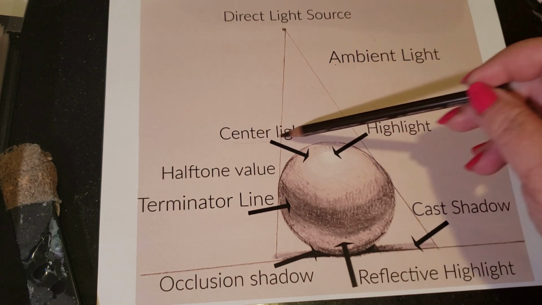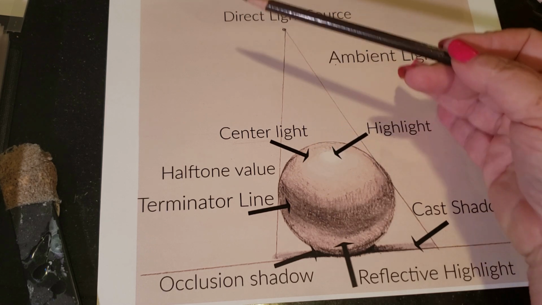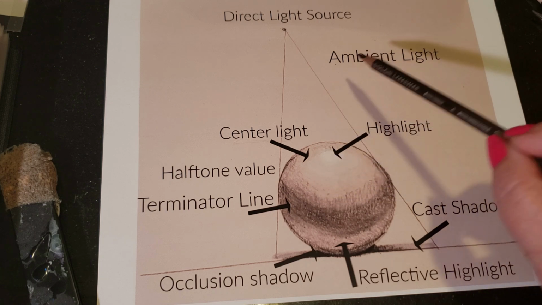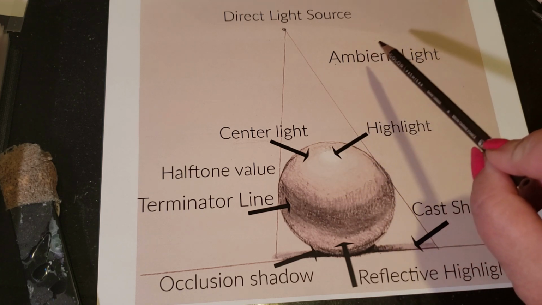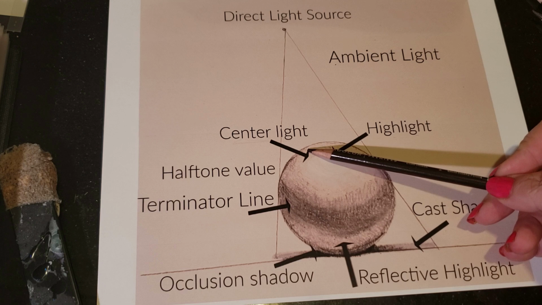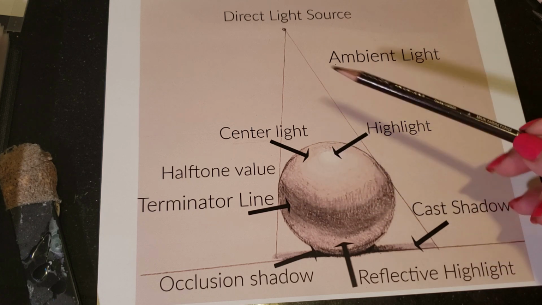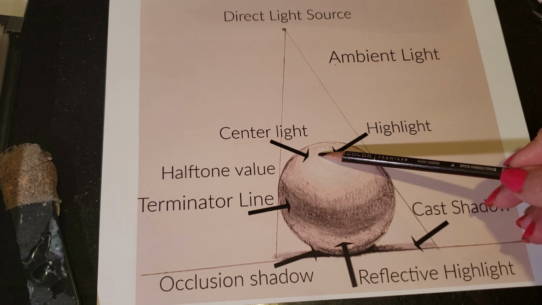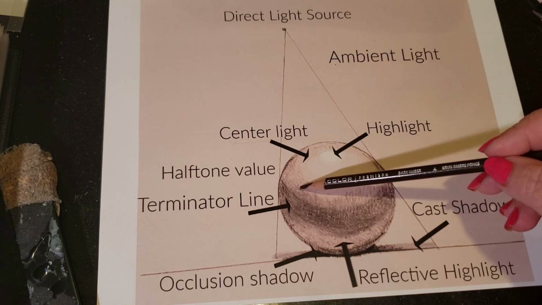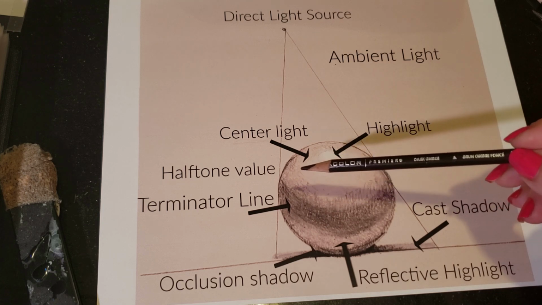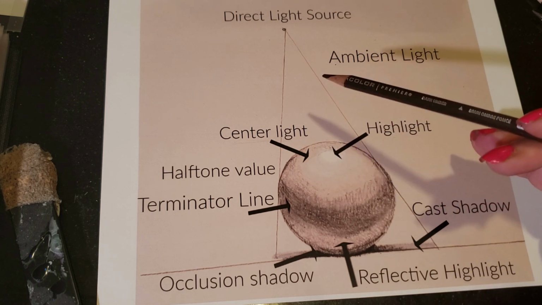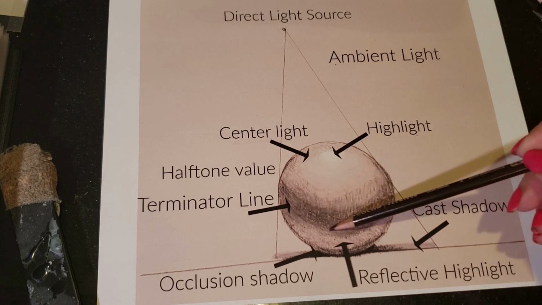Very important. As the ball curves, okay, your tones are going to change. Remember all those tones that we talked about in creating the grayscale? Well, here they are. Here are your halftones. Okay, so you have halftone, center light. Then there's going to get to be a point on that sphere or the object where it starts to go into darkness. And a lot of people don't make that pronounced enough. And here you have your terminator line.